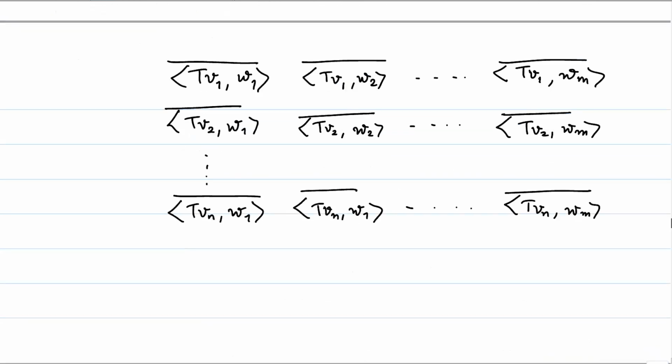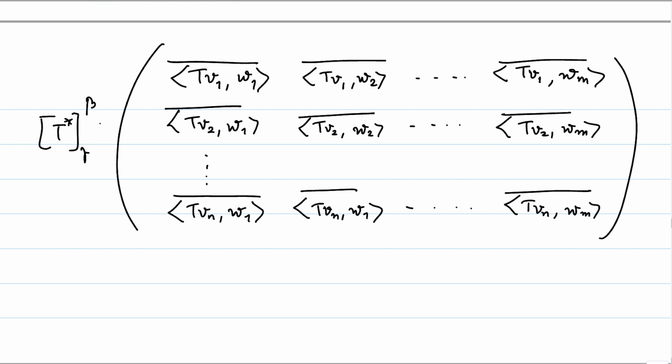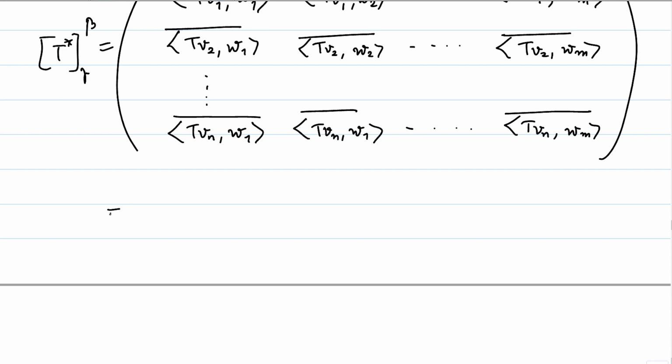So I have just written down all the entries. Let me just put the brackets. This is the matrix of T star gamma beta. And if you notice, this is just the adjoint, the conjugate transpose, of our matrix T beta gamma. Let me just note down that this is T beta gamma adjoint. If you recall, this was the symbol we used for adjoint.